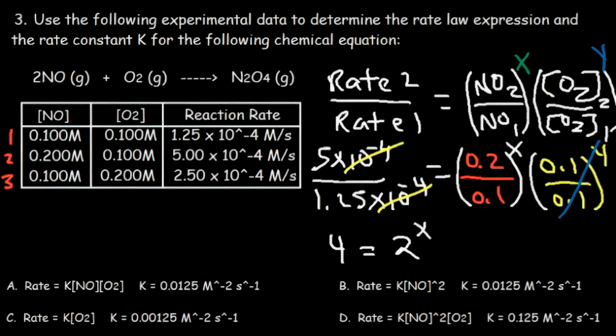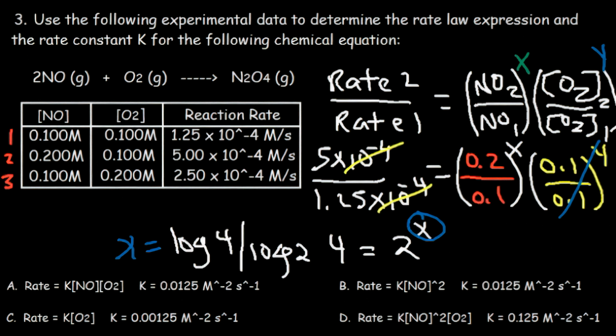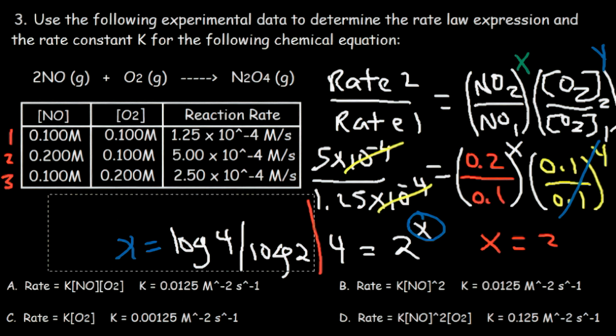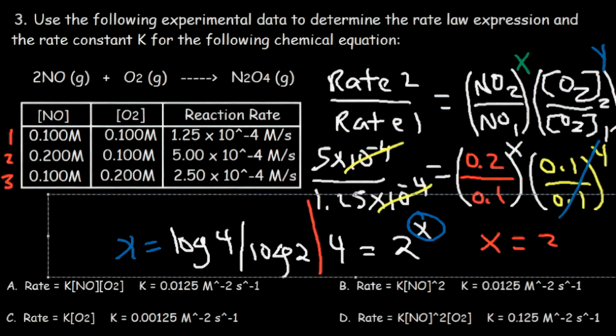Now, if you're having trouble figuring out what x is going to be equal to, log 4 divided by log 2. Let me separate those two equations. So that's how you can find x, and then x is going to equal 2. So if you want to see why it works that way, let me first make some space.